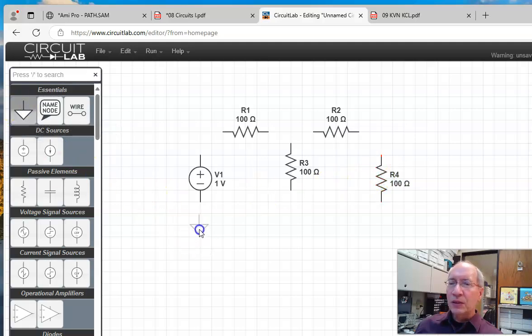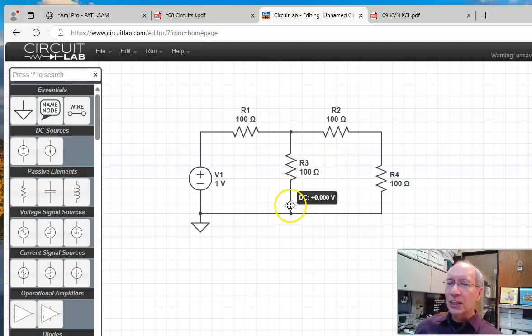I need a ground reference. Again, all voltages are relative to ground. Ground's important. Without a ground reference, voltage doesn't really mean anything. Once you get the circuit components in there, I can just connect up the wires. When there's a connection, you see that little dot. That means these wires are connected.